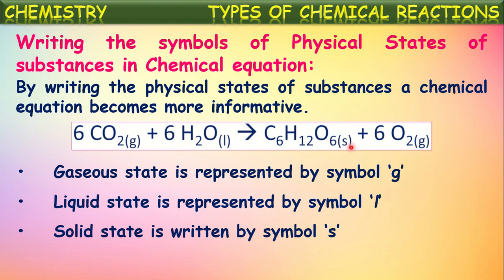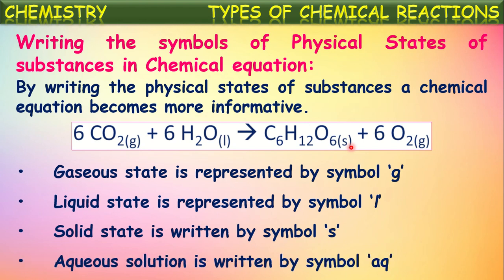Not only solids, liquids and gases, there is one more representation, that is the aqueous component representation. An aqueous solution is written by the symbol AQ. Certain solid substances cannot directly participate in the chemical reaction. That is why they are taken in the dissolved form. When a substance is dissolved in water, it forms a solution. That solution formed is called an aqueous solution.